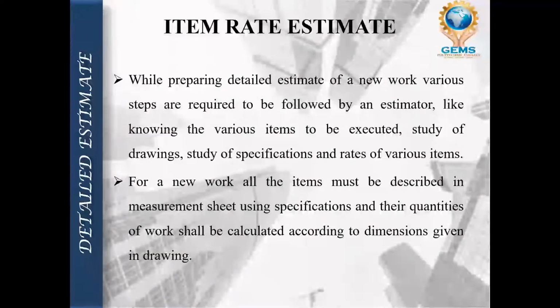So the first type is the item rate estimate. This is the first method. So what does item rate estimate mean? It is a process of working out the cost or rate per unit of each item.